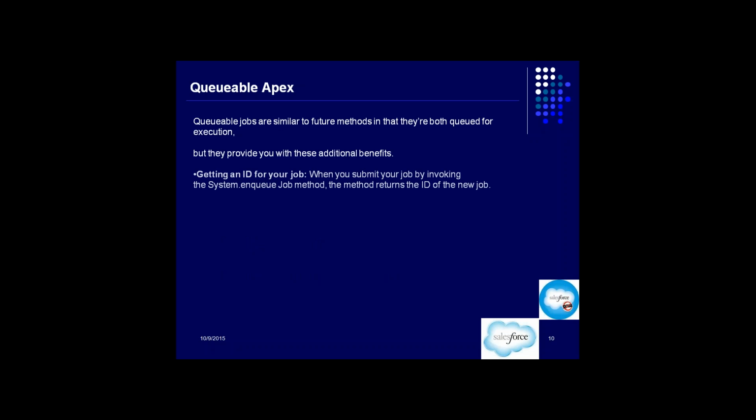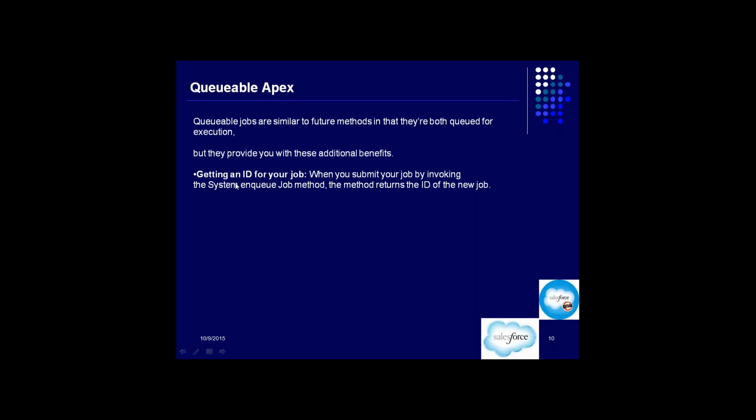So queuable Apex provides you with these additional benefits. The first benefit of a queuable Apex is that it gives you an ID of the job that is going to get executed. When you put a queuable Apex into the job queue, it gives you an ID. With the help of that ID, you can track the status of that particular job. If I tell you that this job is in the queue, you might want to check whether it is still in the queue. Let's say after 2 hours, you want to check whether that got executed or is it still pending in the queue. That is possible in queuable Apex, because you get the job ID.